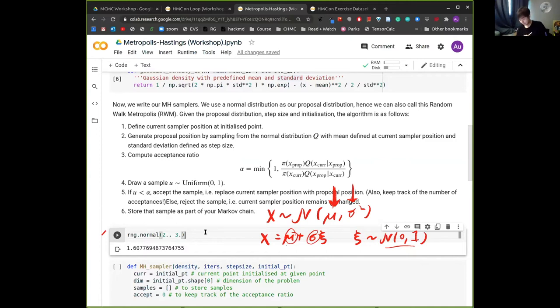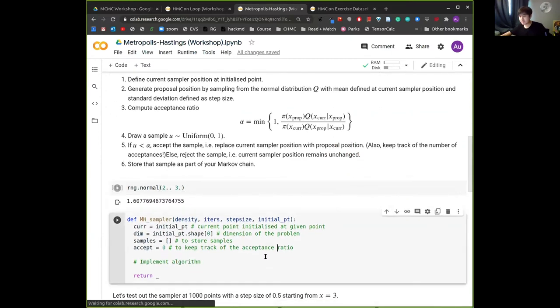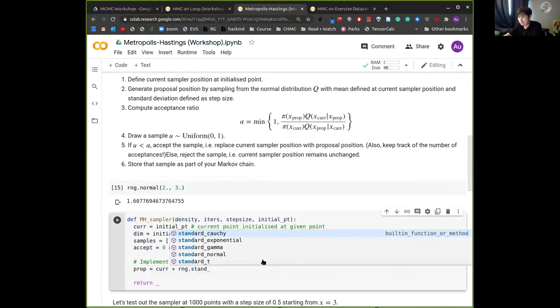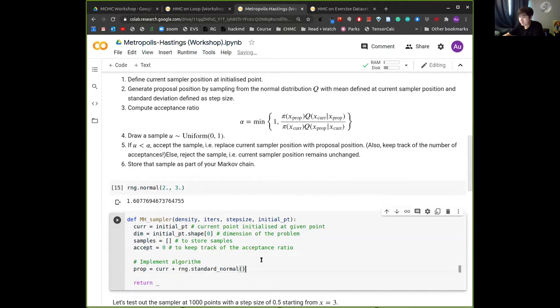I usually prefer to do this method because there are some reasons, but maybe later it'll be a bit more apparent. What I want to do here is simply have a proposal that I call prop, and I have it as my current, which is my mean, plus my rng.standard_normal multiplied by my step size.